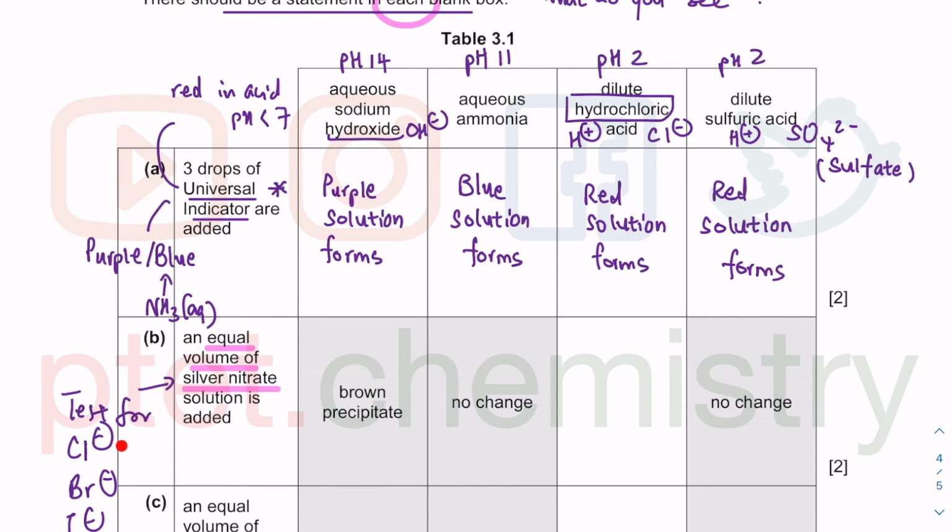You have chloride, and you have the test for chloride using silver nitrate. So what you will get is a white precipitate forms.